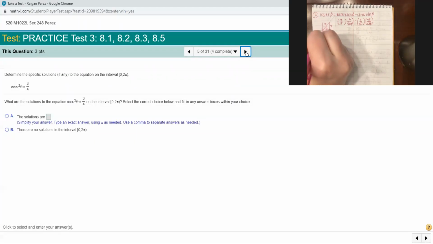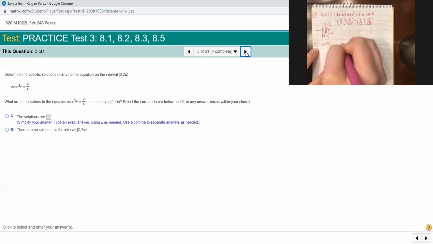Question number 5. All right, determine the specific solutions, if any, to the equation. Okay, so this is another solving one. Cosine squared of theta is equal to 3/4. Let me look at my formula sheet. Yeah, so we just got to solve this one.